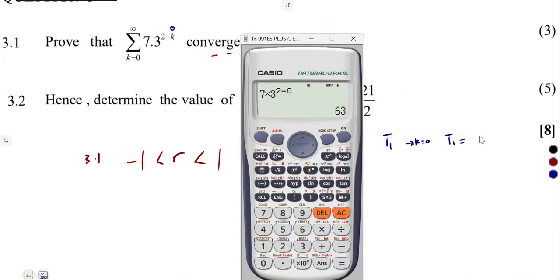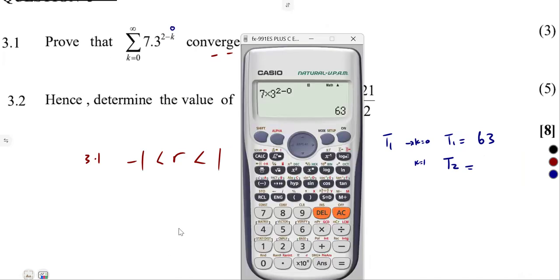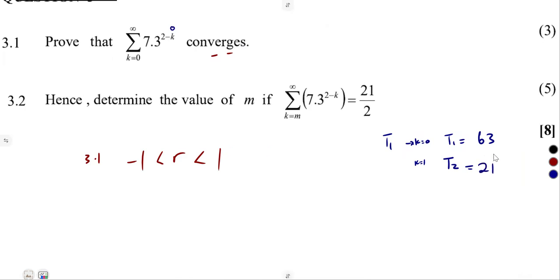That's 63. So this is 63. T2 is going to be what? When K is what? When K is 1, we put a 1 in place of a 0 here. That's what? 21. There's no need, guys, for you to obtain a third term.